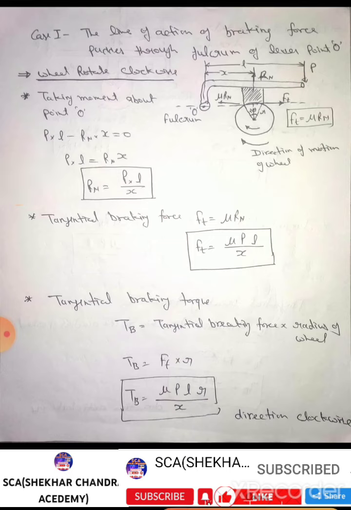Now we can calculate tangential braking torque Tb. This is Tb, tangential braking force into radius of wheel. Please see in the figure.